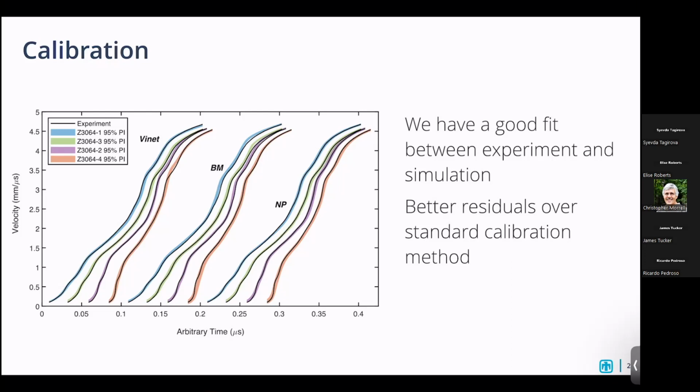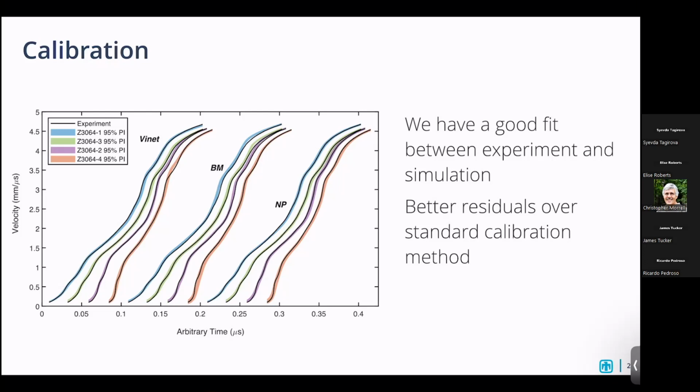So we utilize a non-parametric approach to characterize this in the framework. Here we're showing four experiments, and the coloring shows what we're calibrating. We take those four experiments and use them simultaneously in the calibration. The blue, green, purple, and orange shaded regions show the 95th percentile credible interval from calibration for each of the three. So this is showing three different equation of state models. We have a good fit between the experiment and the simulation, and good coverage.